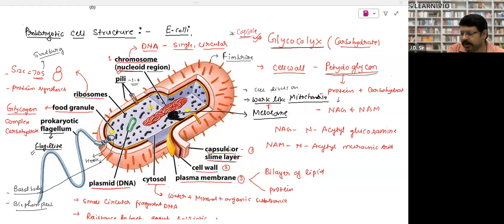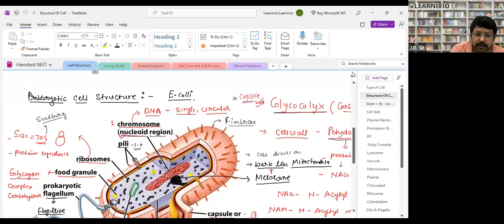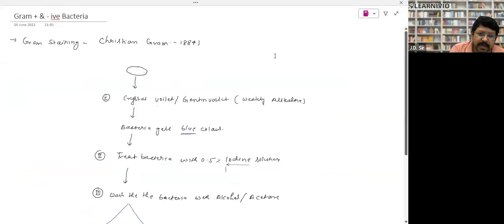So the next thing, which is as per your NCERT, that I need to discuss with you. What are gram positive and gram negative bacteria? This is important for your school examination. You must have heard the terms gram positive and gram negative bacteria. Look, the gram staining is a practice.